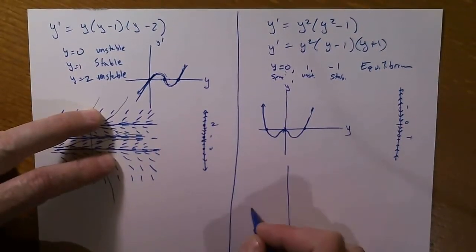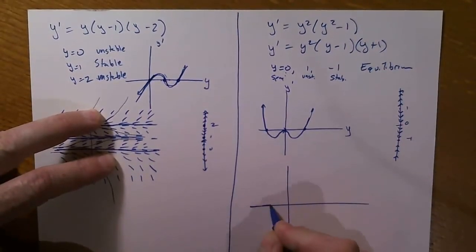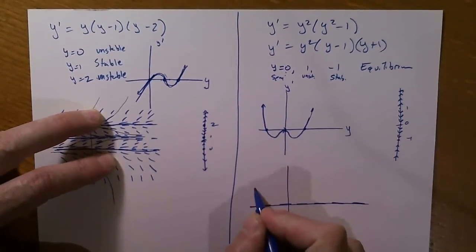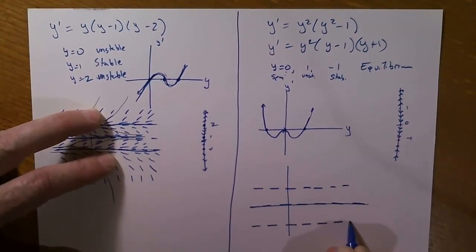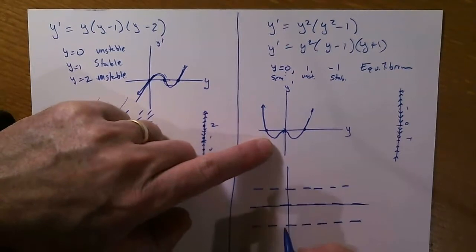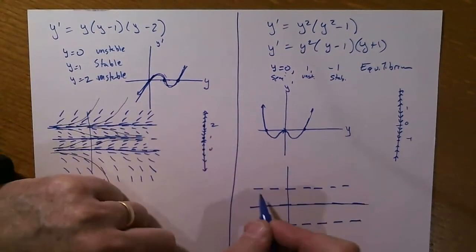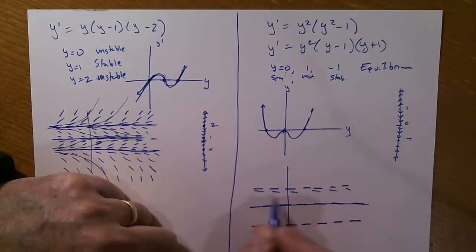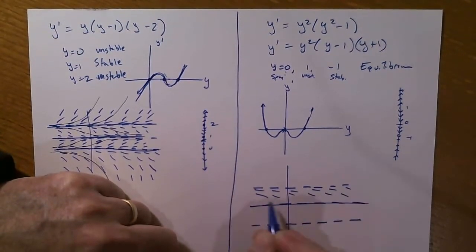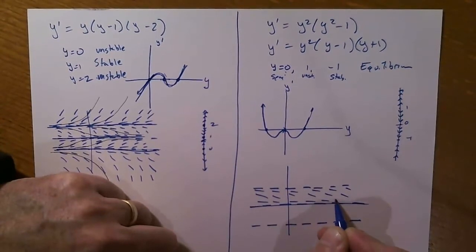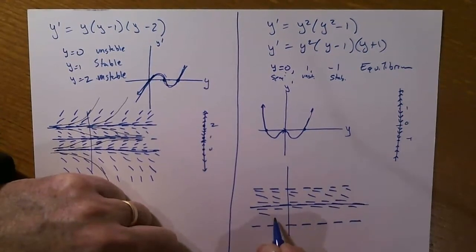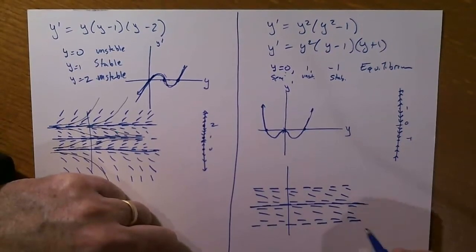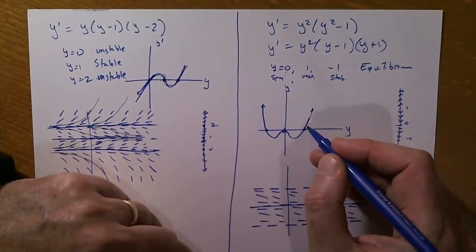Drawing the slope field, at 0, I've got horizontals. At 1, I've got horizontals. At -1, I've got horizontals. In between -1 and 0, I'm headed downhill, headed more downhill, not so much downhill, and still downhill here, right? More downhill, not as much downhill, and positives above and below.